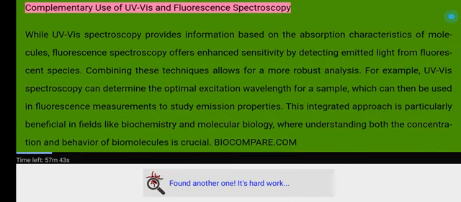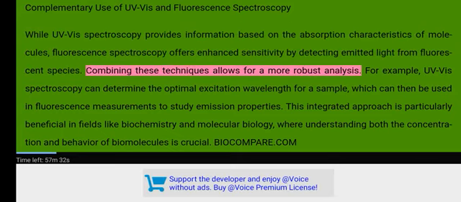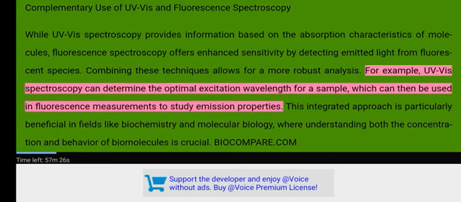Complementary use of UV-vis and fluorescence spectroscopy. While UV-vis spectroscopy provides information based on the absorption characteristics of molecules, fluorescence spectroscopy offers enhanced sensitivity by detecting emitted light from fluorescent species. Combining these techniques allows for a more robust analysis. For example, UV-vis spectroscopy can determine the optimal excitation wavelength for a sample, which can then be used in fluorescence measurements to study emission properties.